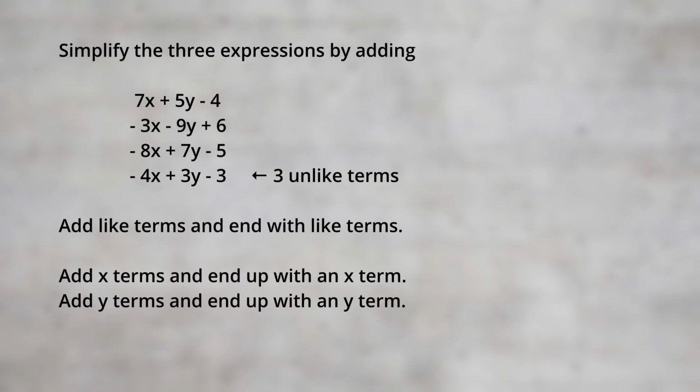If several expressions are going to be added, like the one on the screen, you can also write the expressions under each other, with the like terms aligned under each other. The columns can now be added to give the final answer as 4x plus 3y minus 3. Many students find this method easier. It is similar to adding hundreds, tens and units that you are familiar with. Remember, when adding, start with like terms and end with unlike terms.